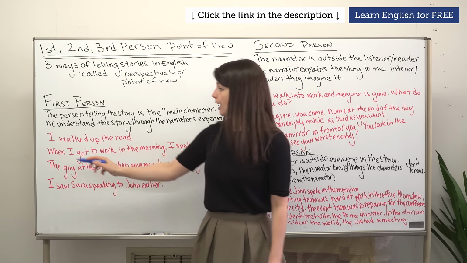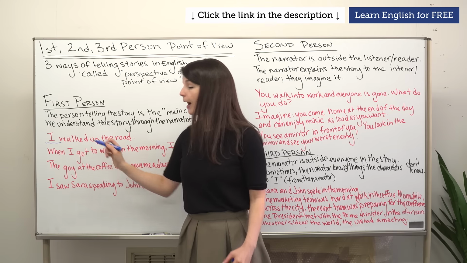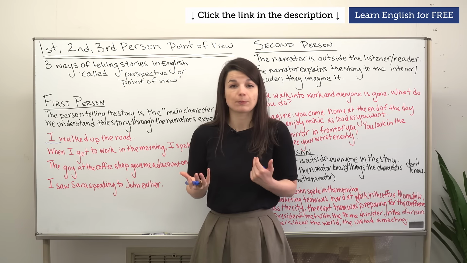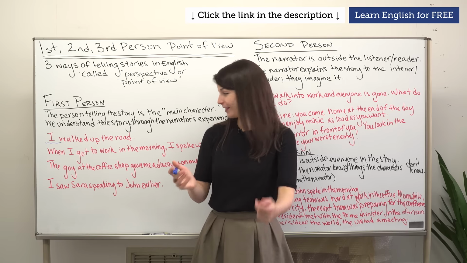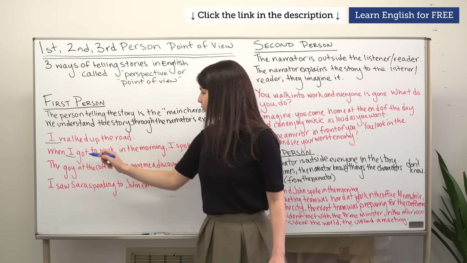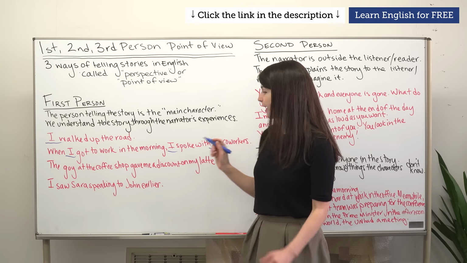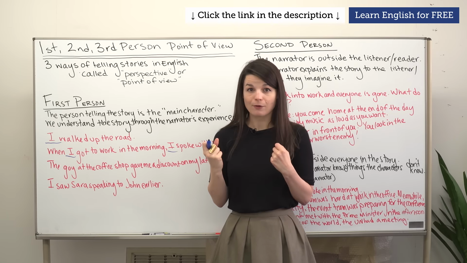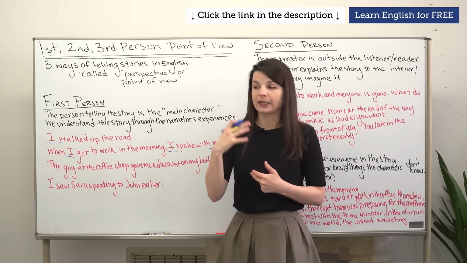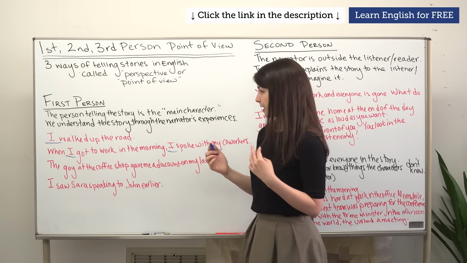Some examples here. I walked up the road. Very simple sentence. Here we see I, so it's my experience as the narrator. I walked up the road. I'm telling you this. Another one. When I got to work in the morning, I spoke with my coworkers. So here again, if we are reading this story, we imagine we are the narrator. When we get to work, we speak with the coworkers who are there. So this is all my experience here.